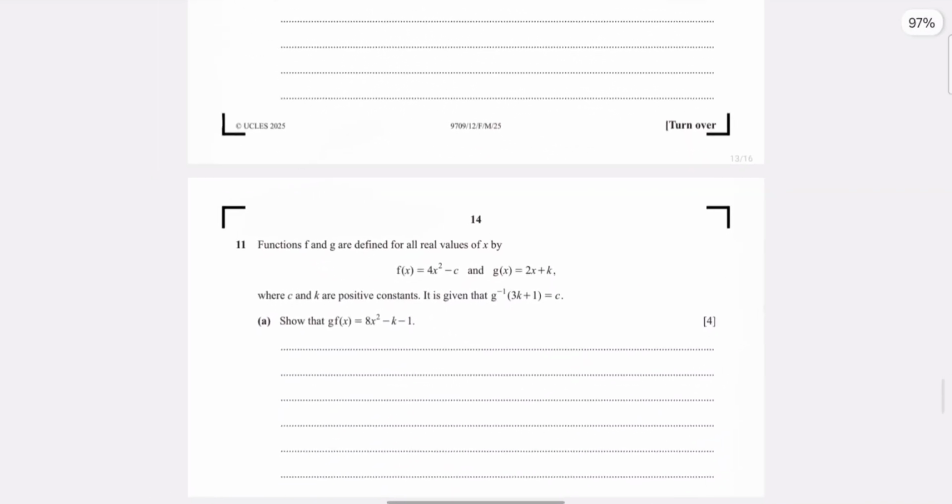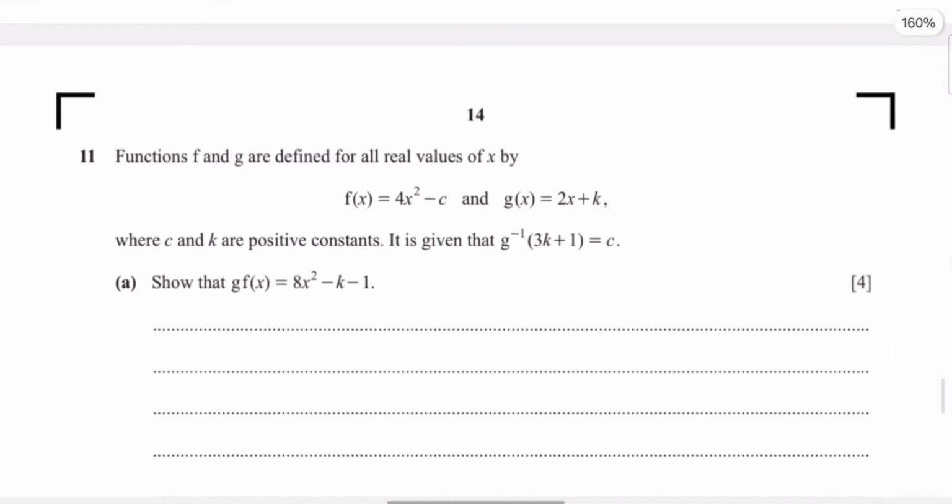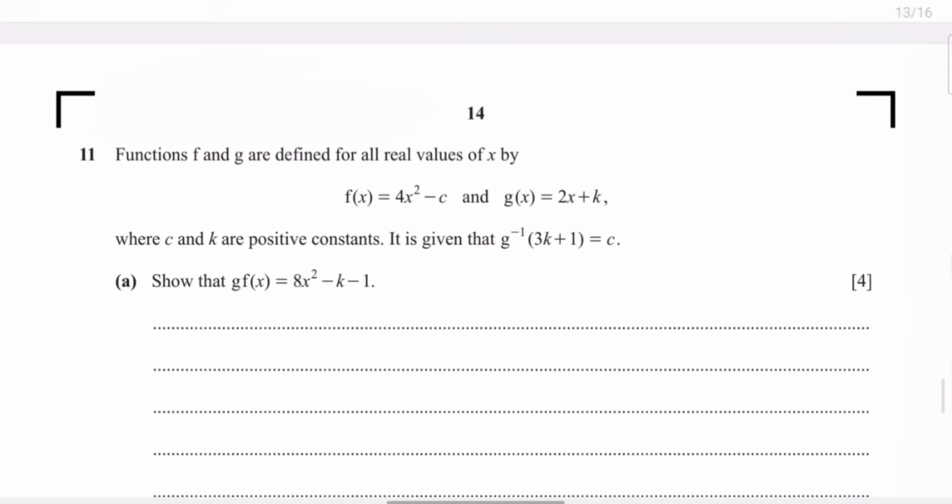Moving on to number 11. It's saying functions f and g are defined for all real values of x by f of x equal to 4x squared minus c, and g of x being equal to 2x plus k, where c and k are positive constants. And it is given that the inverse of g of 3k plus 1 is equal to c, right? And part A is saying show that g f of x is equal to 8x squared minus k minus 1, right?